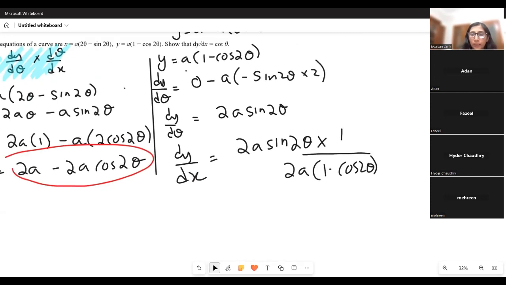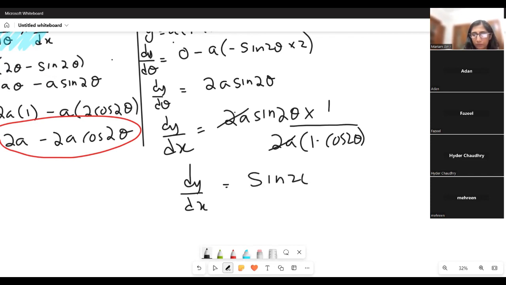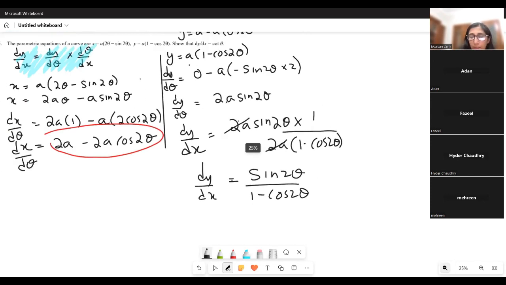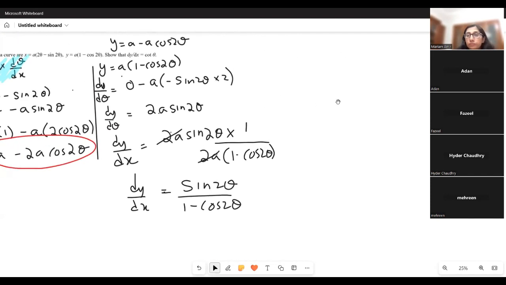So then the 2a and the 2a cancels out. And so far we're getting dy over dx equals sine 2 theta over 1 minus cos 2 theta. But we have to show that this is equal to cot theta. So now the identity question comes, you have to somehow prove that this is equal to cot theta.